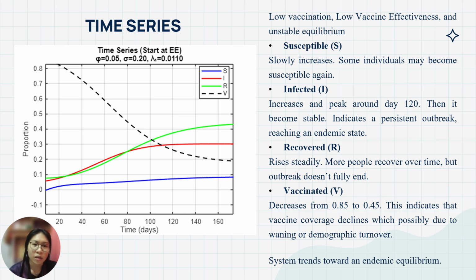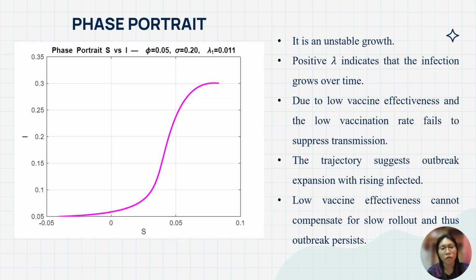The vaccinated decrease may be due to waning immunity or demographic turnover. In this case, more people recover over time, but outbreaks still remain. So the phase portrait is unstable in this case because the low vaccination rate and weak vaccine fail to suppress transmission. The outbreak expands with the rising infected, as a weak vaccine cannot compensate for slow rollout, thus the outbreak persists.